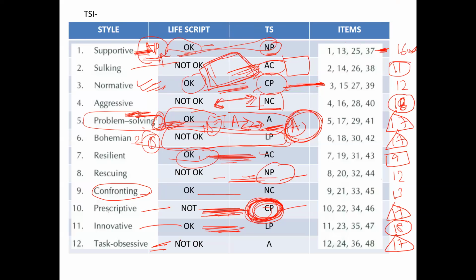Task obsessive, good news for the institution. If you are very high on this, you are an asset to the institution. Your family is going to hate you. Too task obsessive, family is going to hate you.